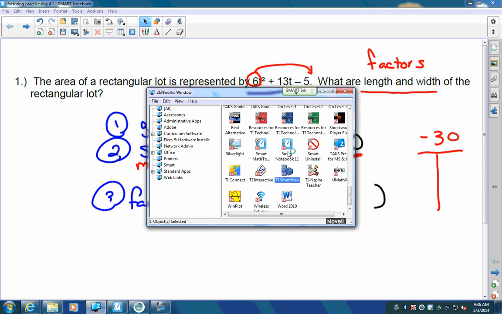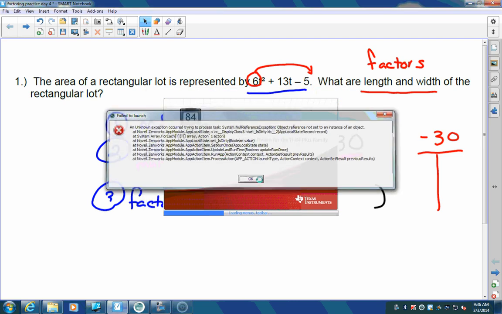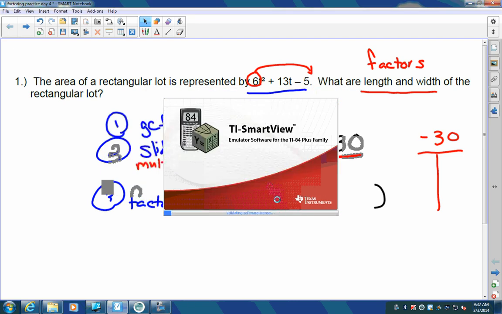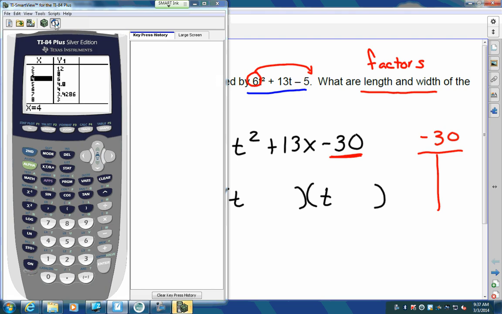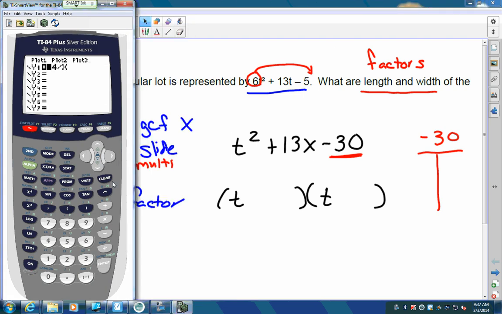to y equals. Go to y equals and put in there negative 30 divided by x. Now what this is doing is giving me the numbers that multiply together to give me negative 30. Remember, at 0, it's going to say an error because you can't divide by 0. So you're trying to add these together. Which ones give you positive 13?